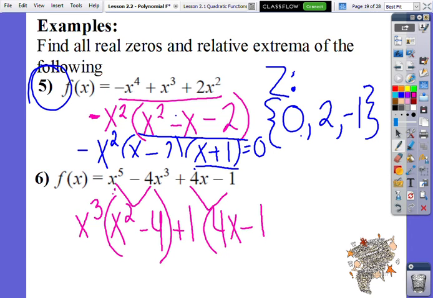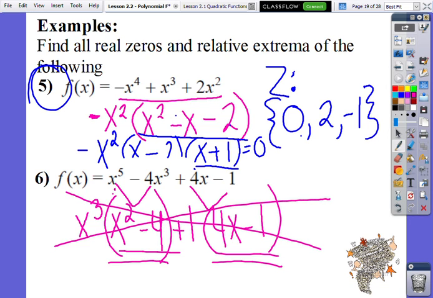Well, that's a problem. My parentheses are not the same. That means I can't factor it. So I've got to find another way to find my zeros, and that's going to be on our calculator.